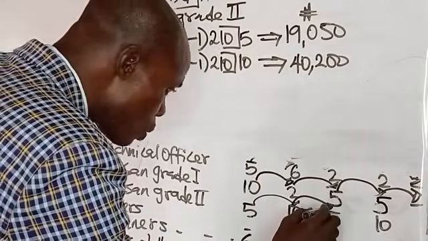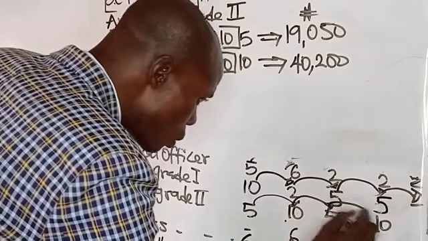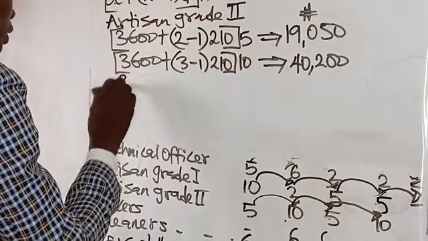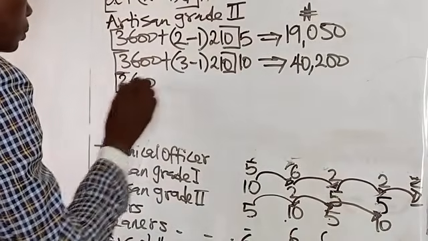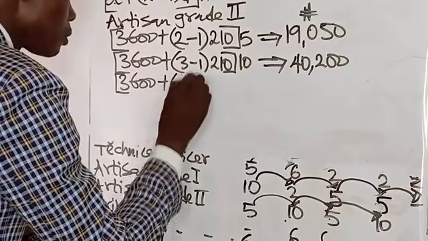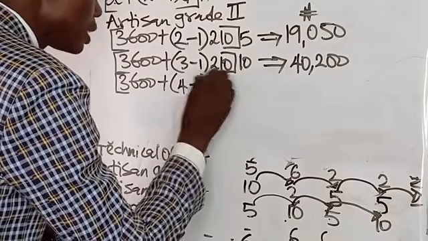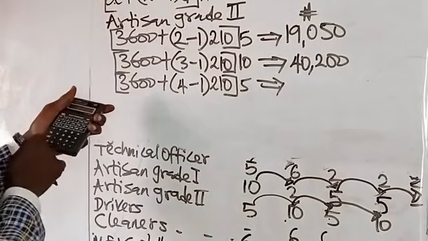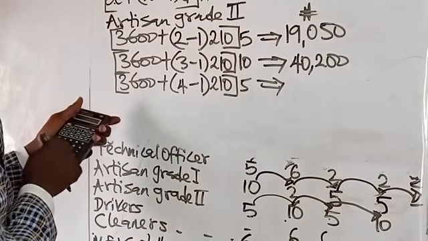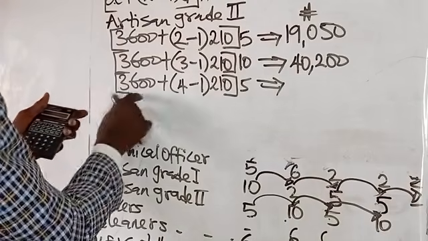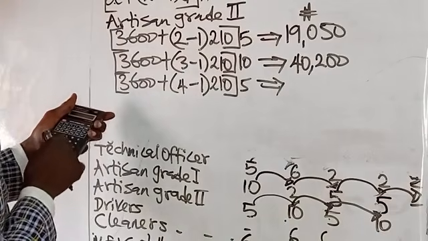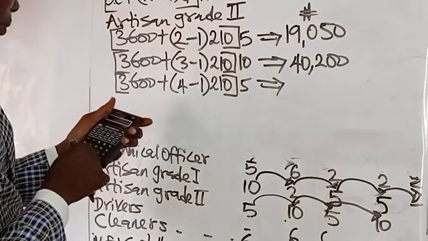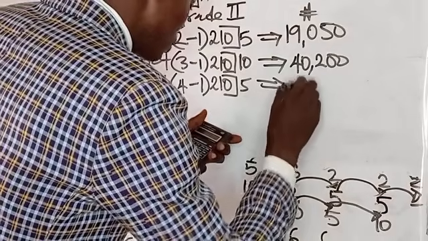Then, employees who were in step 3, who will now move to step 4, are 5 in number. You have 3,600 plus step 4, 210 is the increment, 5 employees. 4 minus 1, that is 3. 3 times 210, that is 630, plus 3,600. We have 4,230 times 5 employees. So we have 21,150.